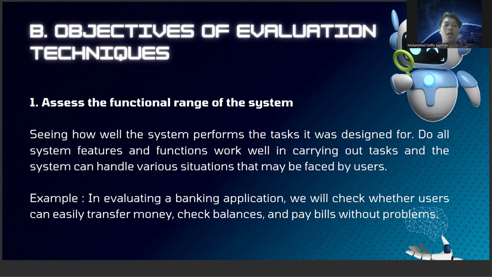The first, assess the functional range of the system. Seeing how well the system performs the task it was designed for. Do all system features and functions work well in carrying out tasks, and can the system handle various situations that may be faced by users? Example, in evaluating a banking application, we will check whether users can easily transfer money, check balance, and pay bills without problems.